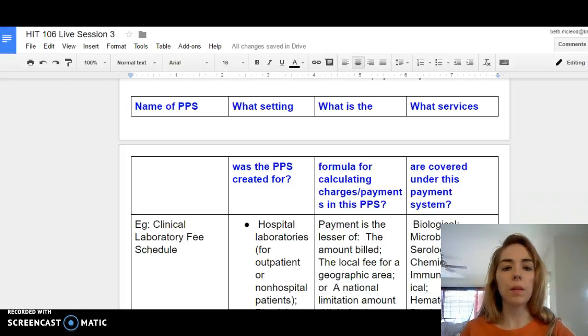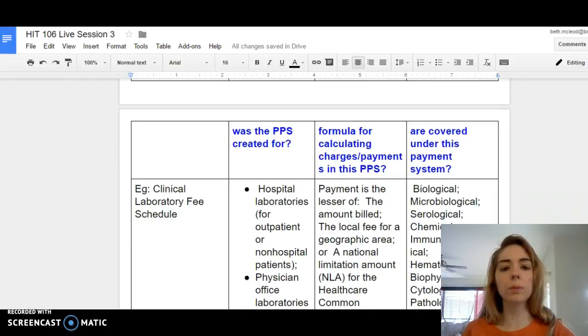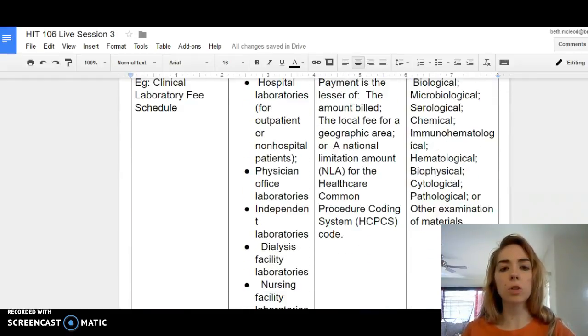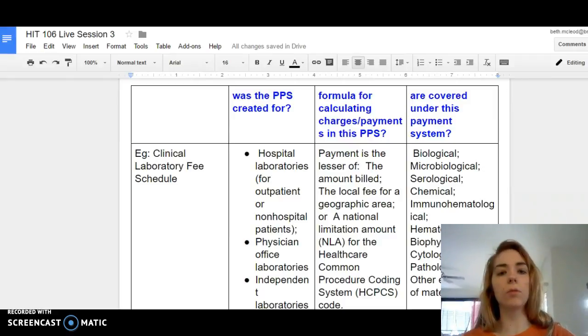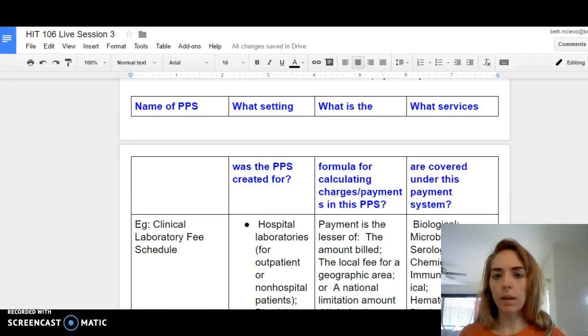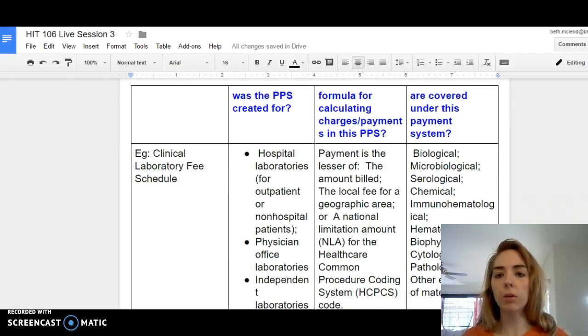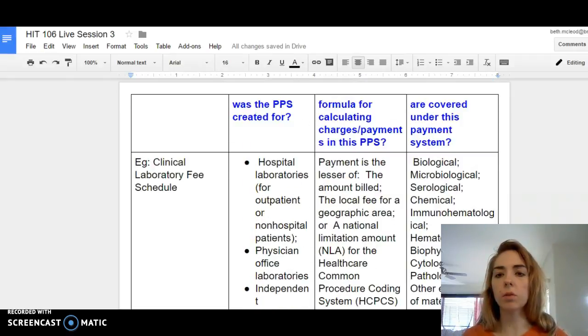So for example, I have the clinical laboratory fee schedule that I chose. It was created for hospital labs, physician labs, pretty much any medical lab uses this fee schedule for the labs. So their formula for calculating charges or payment in this prospective payment system: payment is the lesser of the amount billed, the local fee for a geographic area, or a national limitation amount for the HCPCS code. And then again here, what services are covered under this payment system: biological, microbiological, chemical, etc. Those are all services that are covered under the clinical lab fee schedule.